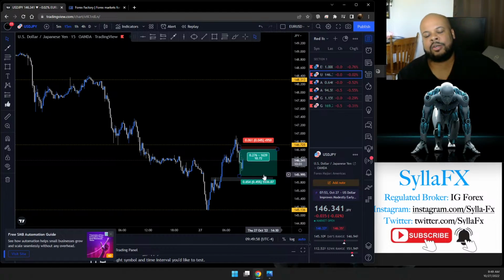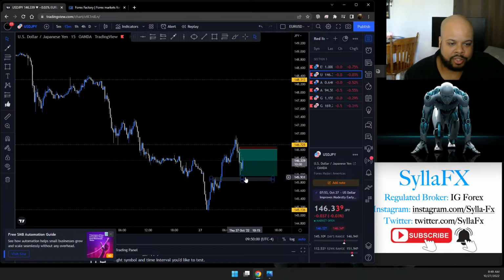If it takes too long, I might just leave it open and let it hit break even if it does that. If it doesn't, maybe it'll keep going down and hit the 65 pips, because that's roughly about $1,300 there. So we'll see how that plays out.